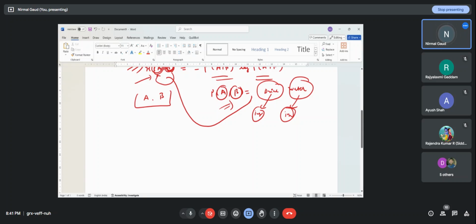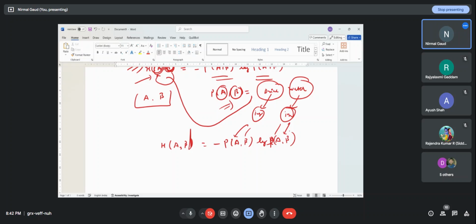Now, joint entropy. I have A, I have B, two events. I know about them. What are the results? And then I need to calculate the entropy of them. So it is written as H(A,B), that is equal to minus P(A,B) log of P(A,B). This is joint entropy.